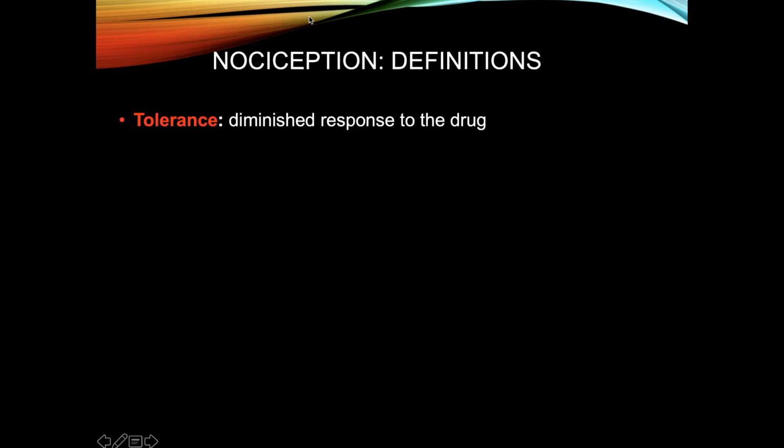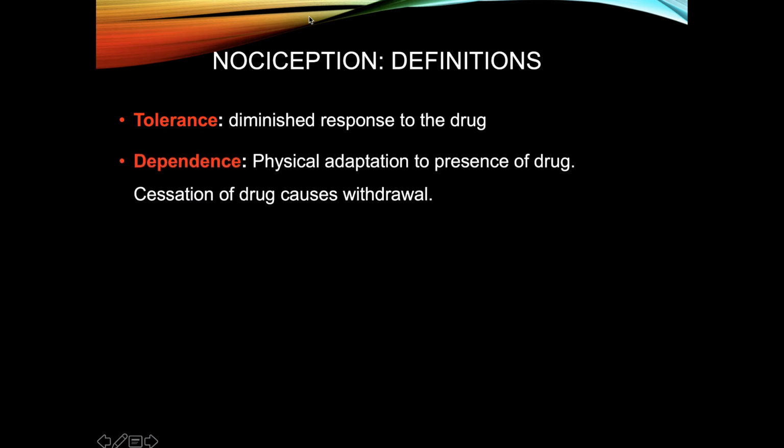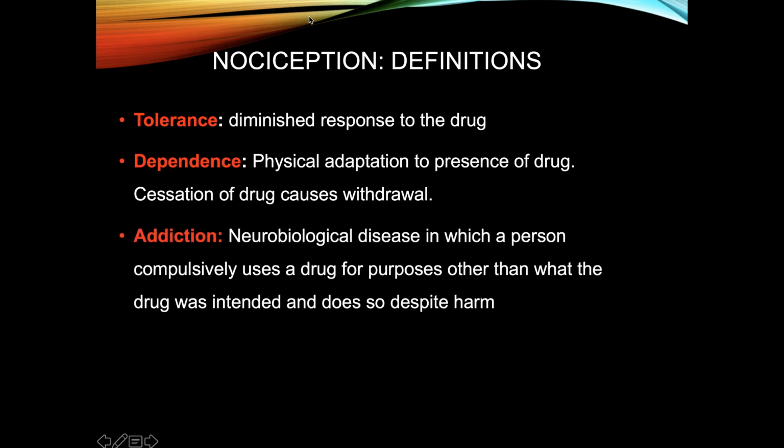Nociception definitions, these you need to know. Tolerance, this is a diminished response to the drug. Dependence, this is a physical adaptation to the presence of a drug, and if you discontinue it, the patient will go through withdrawal. Addiction, on the other hand, is a neurobiological disease in which a person compulsively uses a drug for purposes other than what the drug was intended to do. So pain medications, Norcos, things like that, people will use them for that purpose, benzodiazepines, but people can become dependent, but that doesn't necessarily correlate. So dependence is not correlated to addiction. They are two different and separate terms.